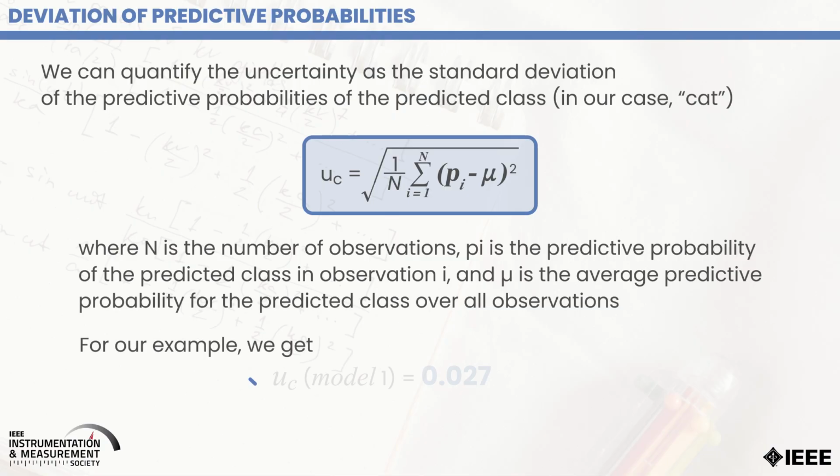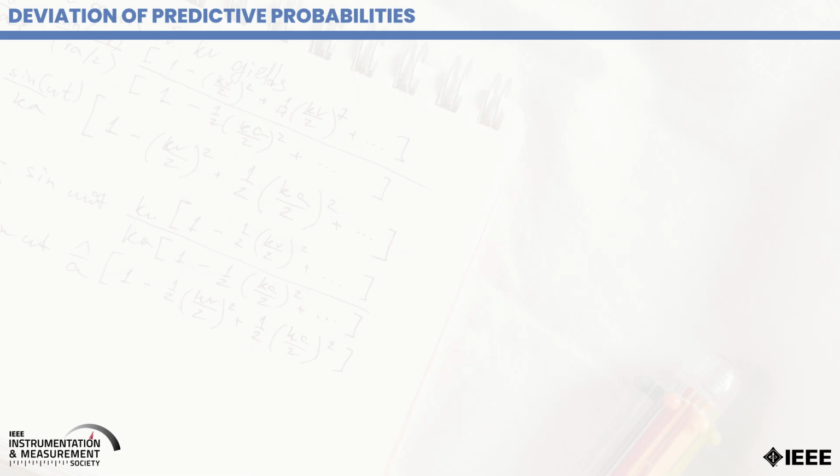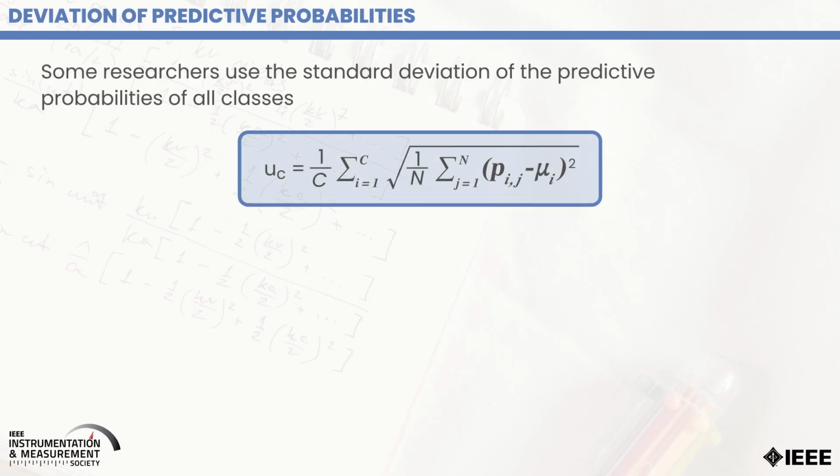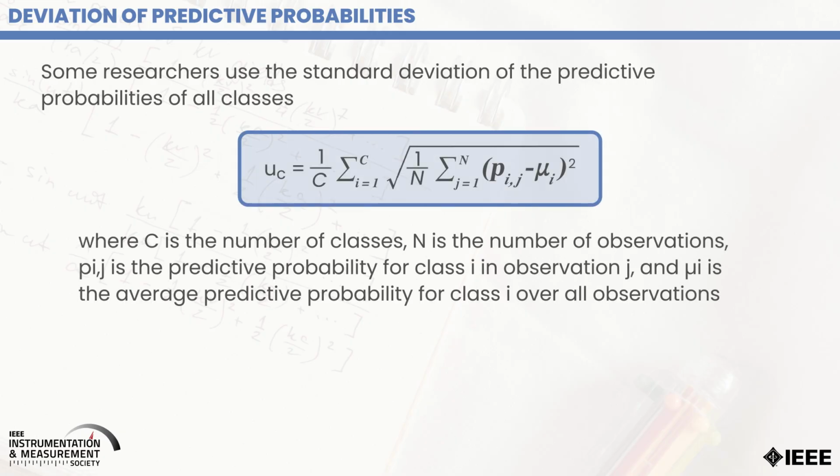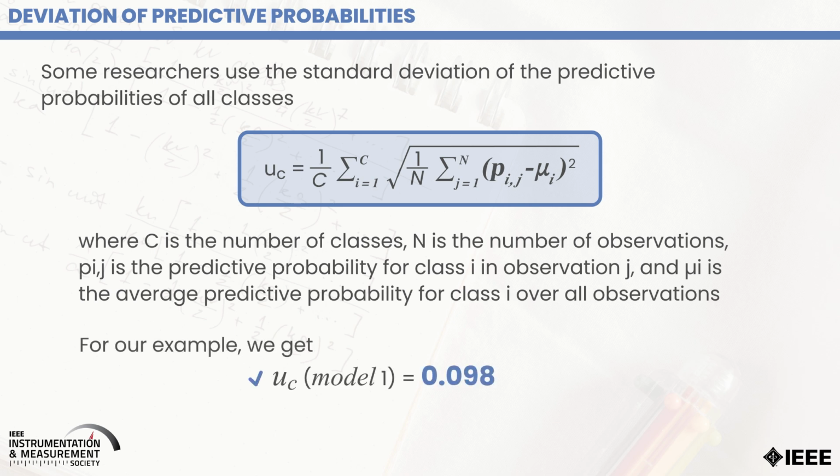And if we do that in our example, for model 1, we get an uncertainty of 0.027, and for model 2, we get an uncertainty of 0.019. Some other researchers say we should use the standard deviation of not just the predicted probability of the predicted class, but of all classes. So in this case, we do the same thing, but over all classes, and we take the average. If we do that, then in our example, model 1 uncertainty is 0.98, and the uncertainty of model 2 is 0.038.